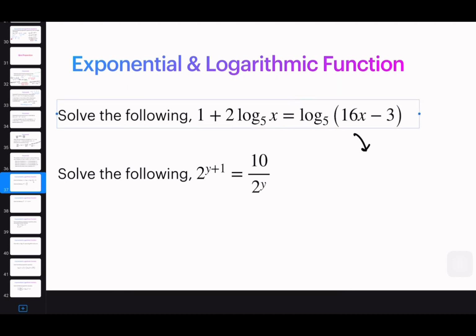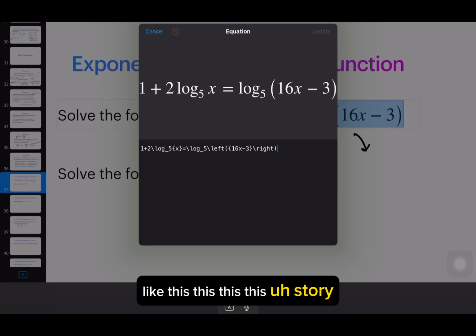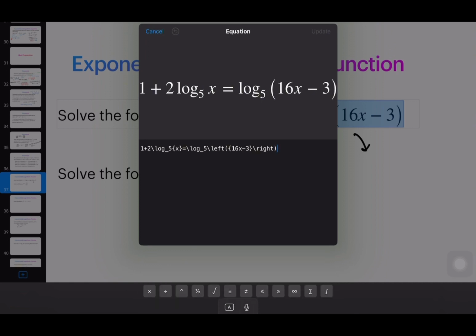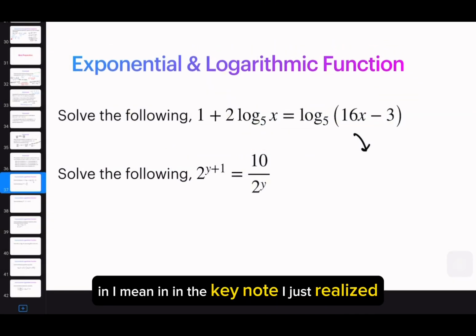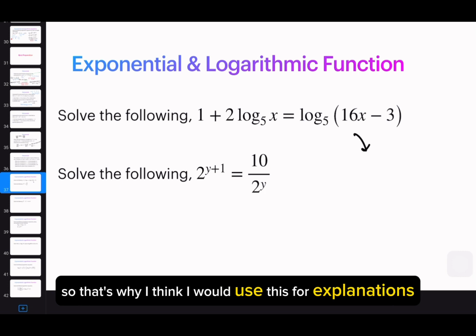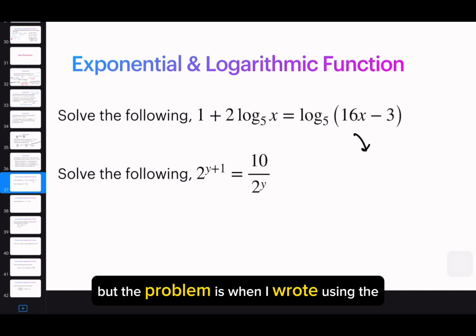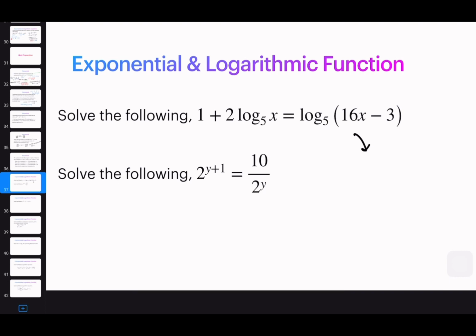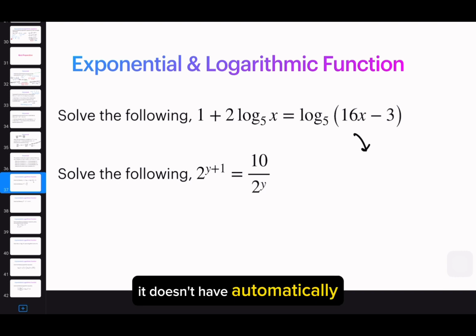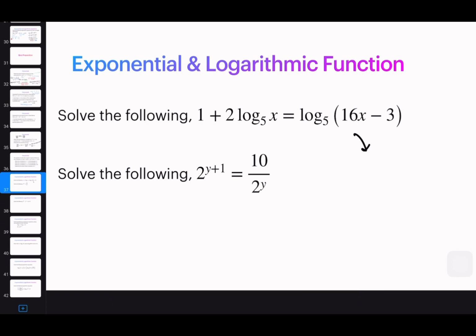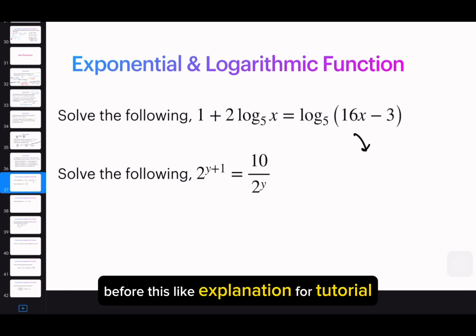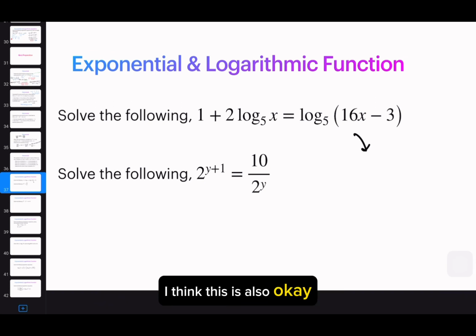LaTeX is something like this code. I think it's very intuitive. In Keynote, I just realized, so that's why I think I will use this for explanations. But the problem is when I write using the Apple Pencil for drawing, it doesn't automatically make lines or something like that. So yeah, handwritten notes are still better. For explanation in a tutorial, I think this is also okay.